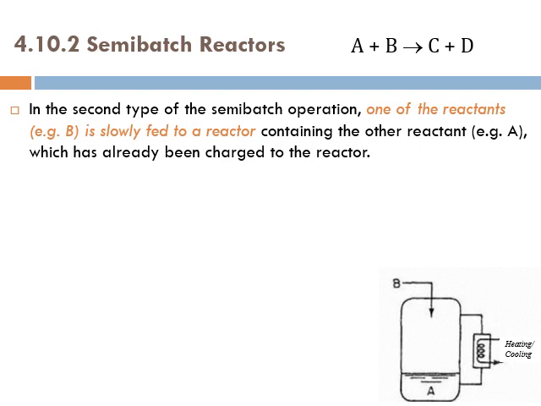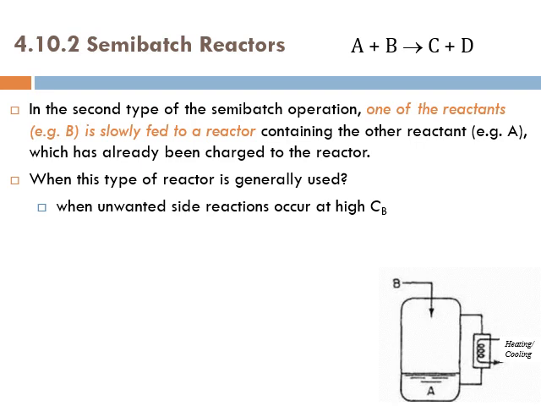In the second type, the semi-batch operation, one of the reactants, example B, is slowly fed to a reactor containing the other reactant, example A, which has already been charged to the reactor. When is this type of reactor generally used? Any idea? Well, when unwanted side reactions occur at high concentration of B.